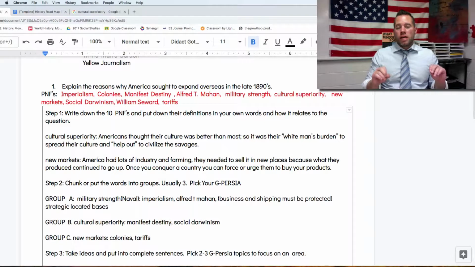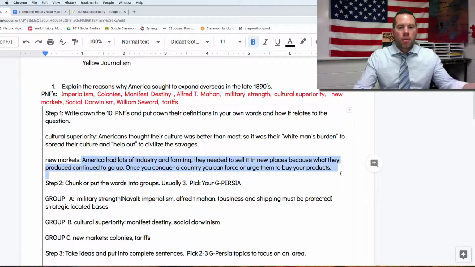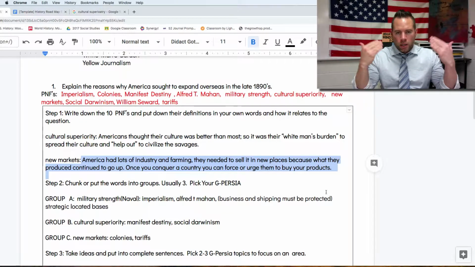Okay? So if you're just at level 1 and all you can do is write down the PNF and then the definition in your own words, that's great, okay? And I'll show you how you'll actually do fine with your grade. New markets, okay? That doesn't mean a new market going up on the street, or up on the corner. So I put, how does new markets relate to wanting to expand overseas? That's the question I'm asking myself, okay?